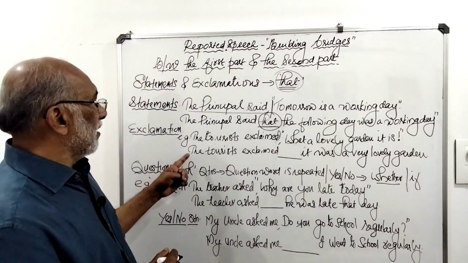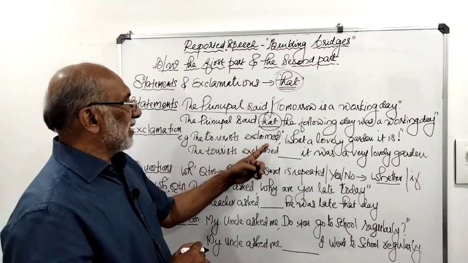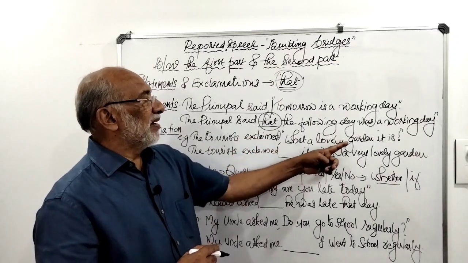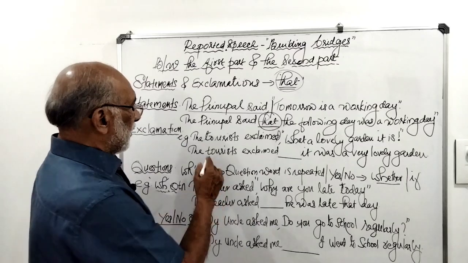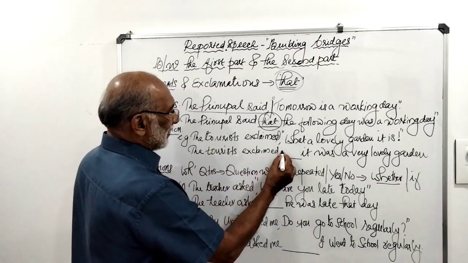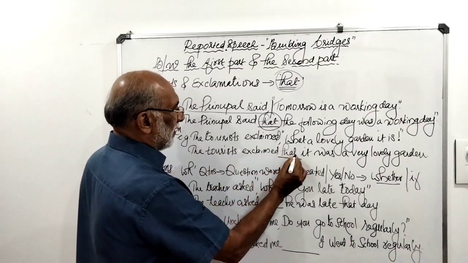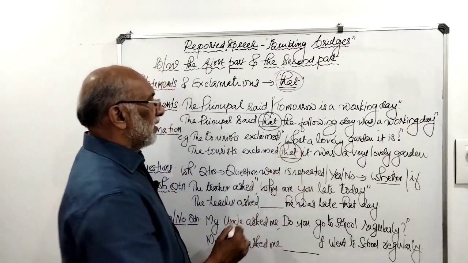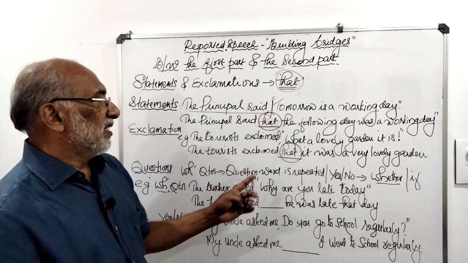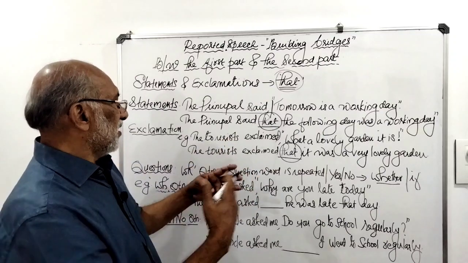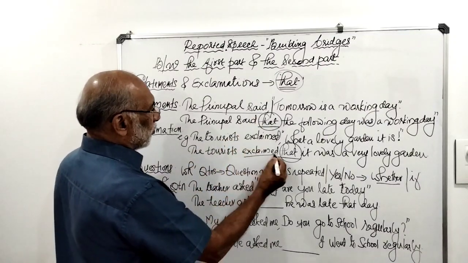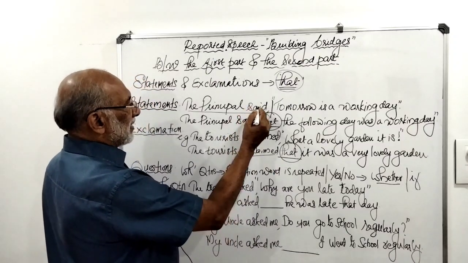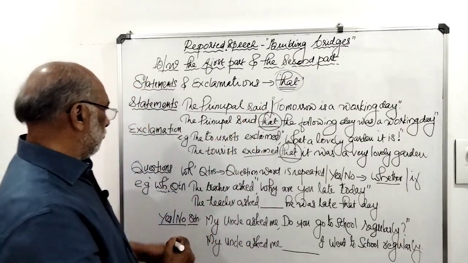Coming to exclamations: the tourist exclaimed, "What a lovely garden it is." How do you report and how do you connect? The tourist exclaimed that. Here also the same connective, that, is used to bridge the two parts of the sentence. In both cases we have used the proper reporting verbs, said and exclaimed.